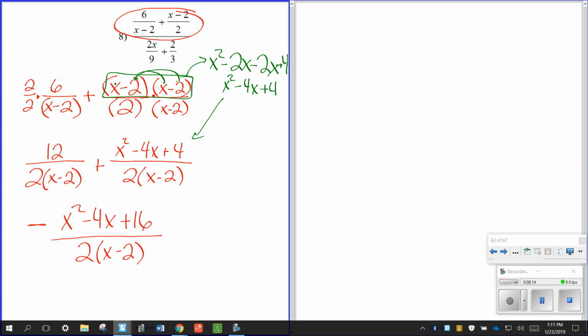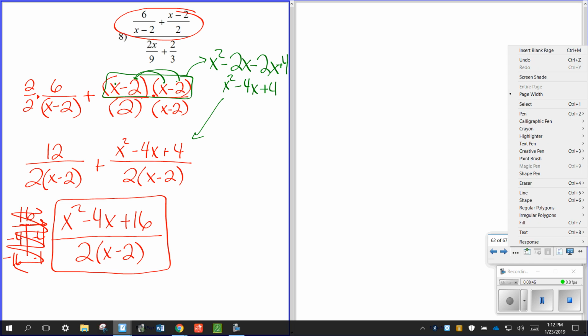Real quick, let's ask ourselves if we can factor that numerator. Are there any factors of 16 that add up to negative 4? Let's see, 16. Negative 4 and negative 4, that's negative 8. That was our best shot. We could do negative 16 and negative 1, but that's even further away, so we can't do it. We can't factor that. This is our numerator.